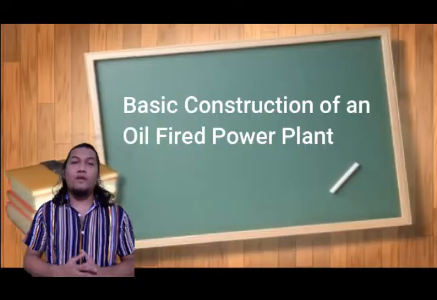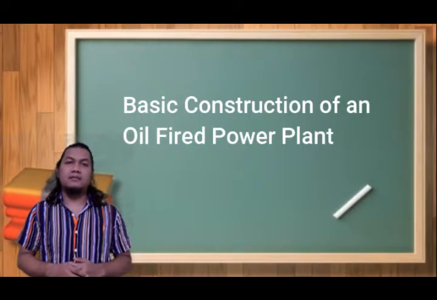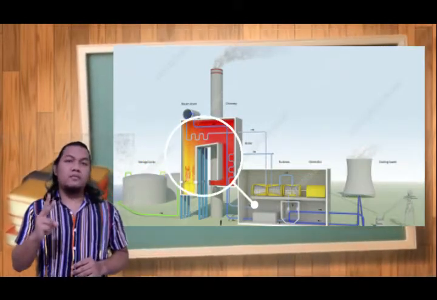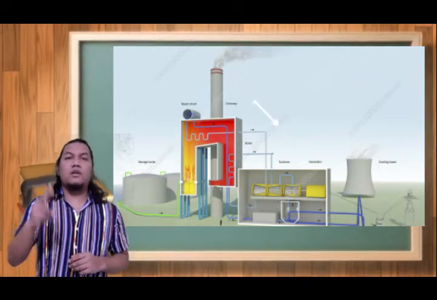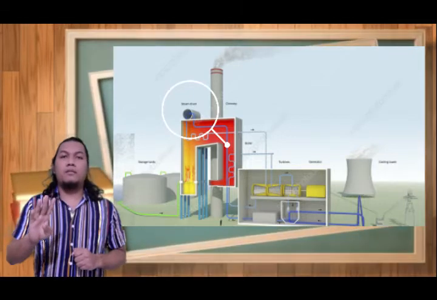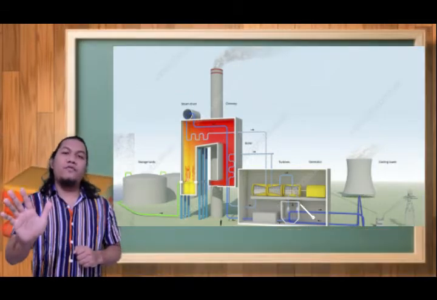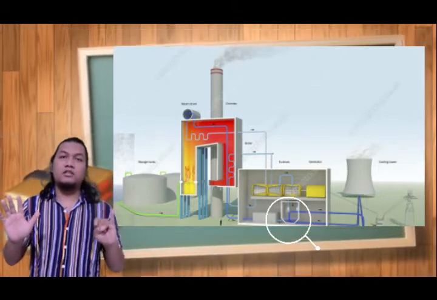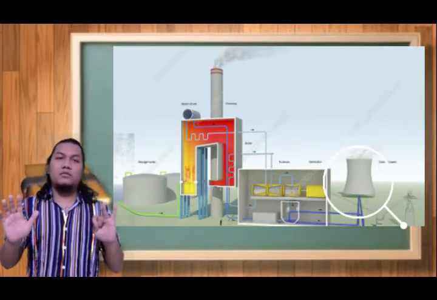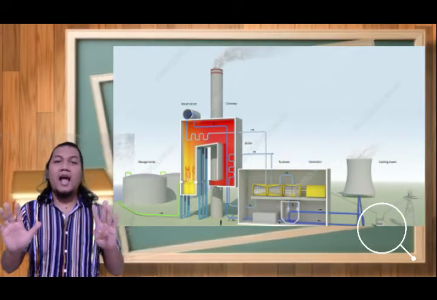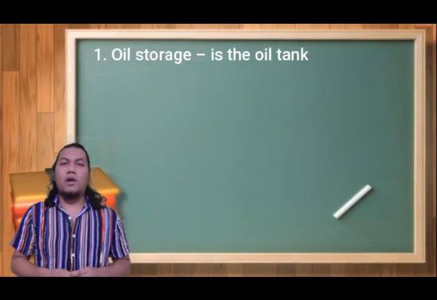Basic construction of an oil-fired power plant: 1. Oil storage. 2. Burner or boiler section. 3. Chimney. 4. Steam drum. 5. Turbines. 6. Condenser. 7. Cooling tower. 8. Generator. And 9. Transformer.